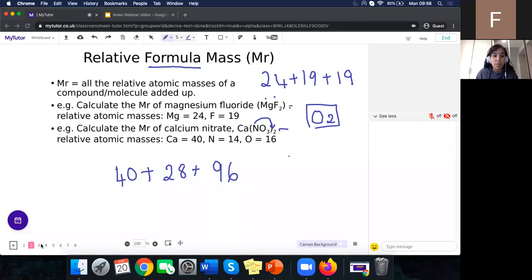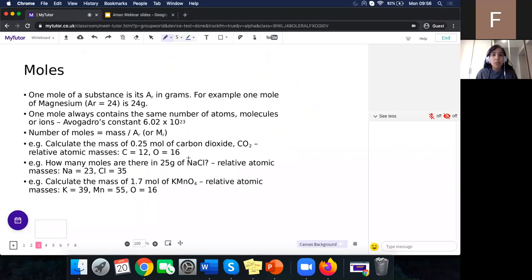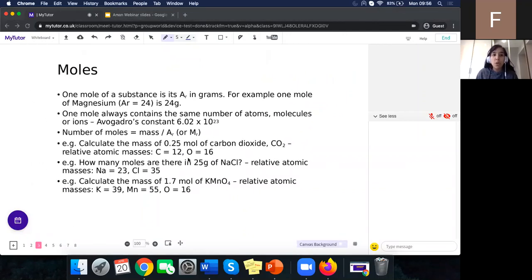Okay, let's move on. So next we're moving on to moles. So 1 mole of a substance is its AR in grams. Remember, AR is the relative atomic mass. So it's the relative atomic mass in grams. So for example, 1 mole of magnesium, which has an atomic mass of 24, is 24 grams. So it's just the atomic mass in grams. So remember I said the atomic mass doesn't really have a unit. We're comparing to carbon-12, we're giving it a mass, but if we want to put it in grams, we put it in moles. So we say that 1 mole is its AR in grams.